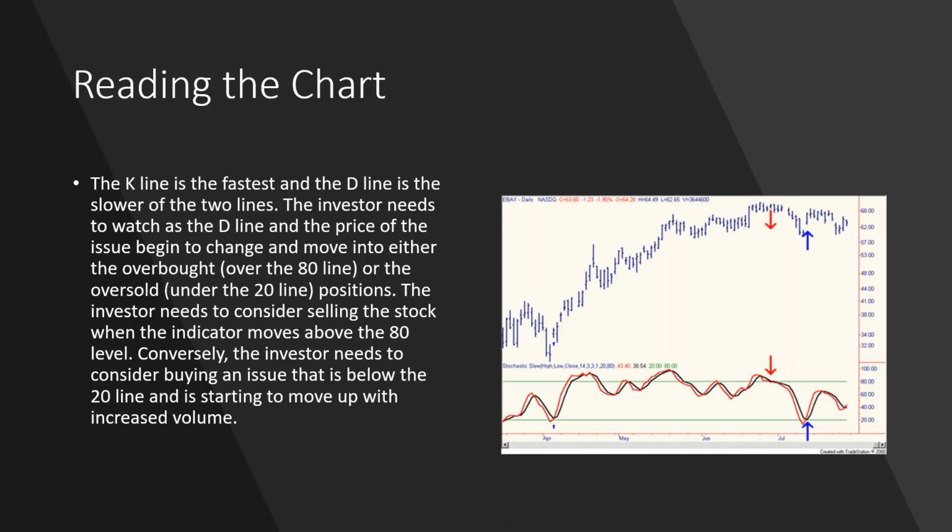So the K line is the fastest and the D line is the slower of the two lines. The investor needs to watch as the D line and the price of the issue begins to change and move into either the overbought or the oversold situation. Above 80 is telling you it's overbought.